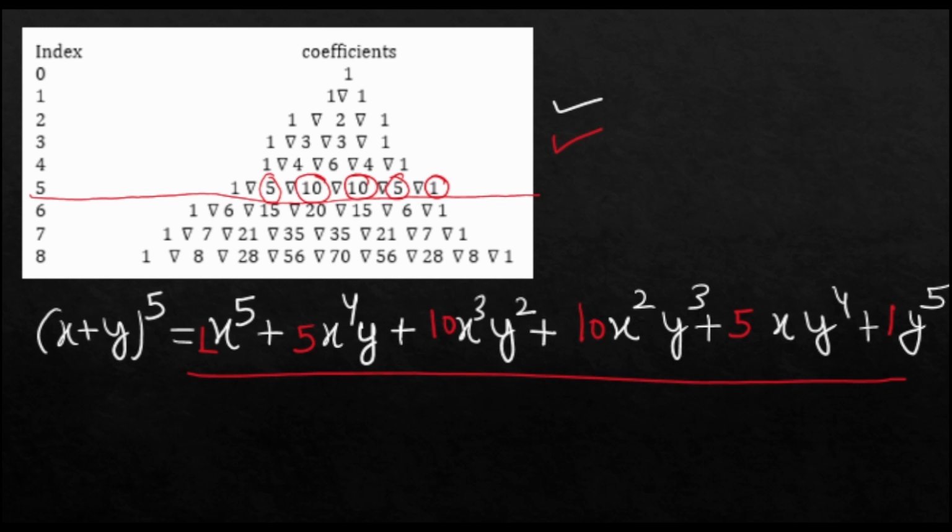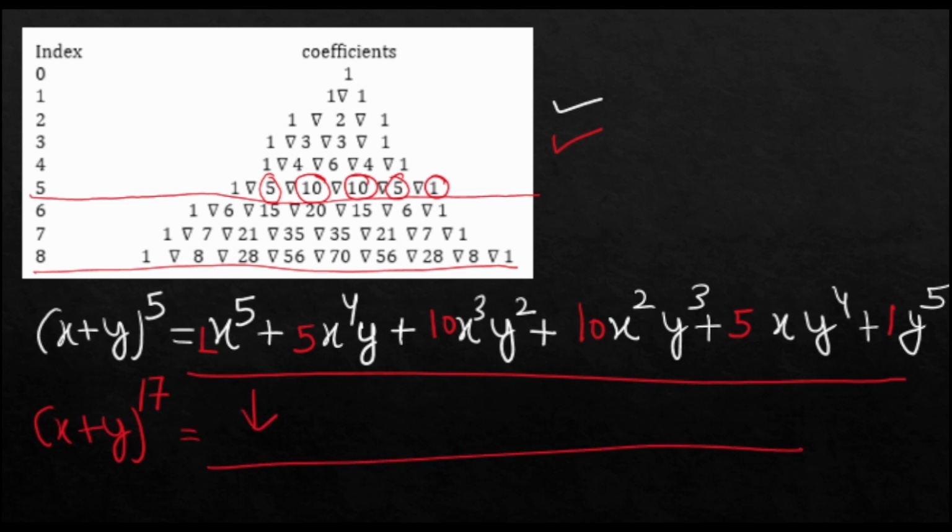But it's easy only when we know the rows, or can easily get the rows. What if I have to expand (x plus y) to the 17? We have to get to that row to write the expansion, and for this we have to write all the rows, and that will be a very hectic process. So what shall we do? We change the method to a simpler one. Let's see.